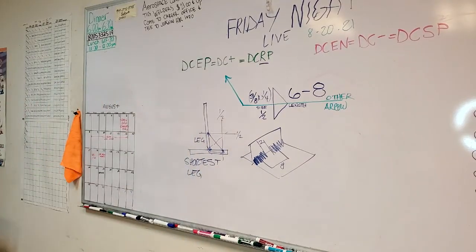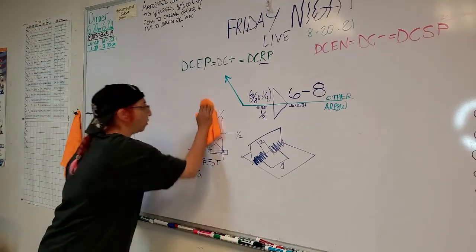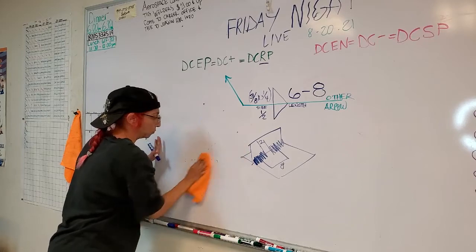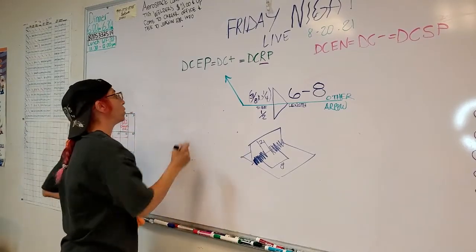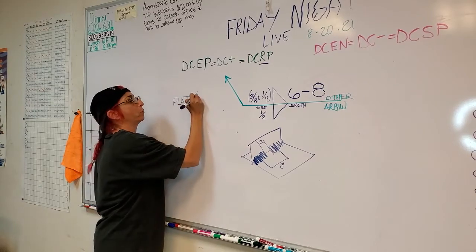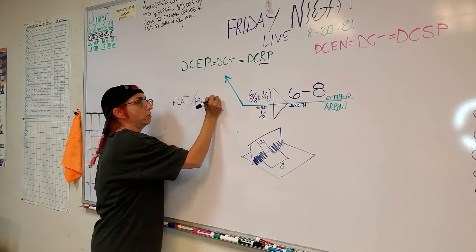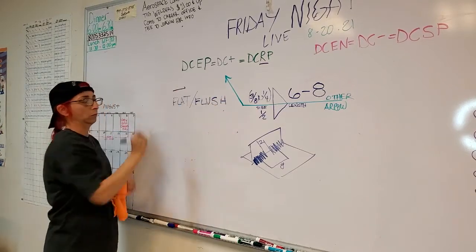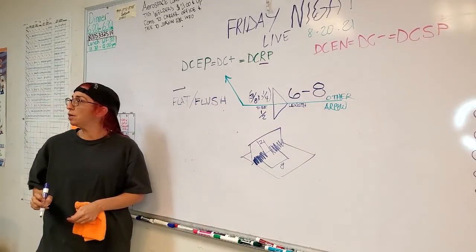Hold on, I gotta give us some more drawing room here. All right, so we have flat or flush. What does it look like? Flat. Right? Okay, what's the next one?